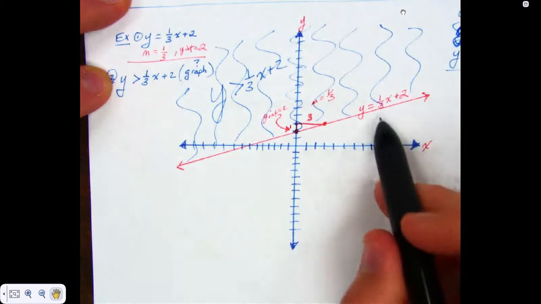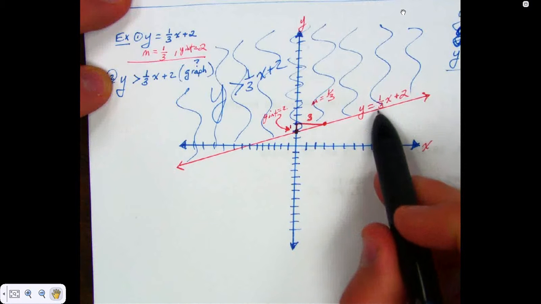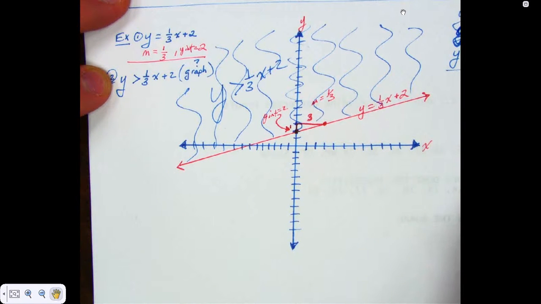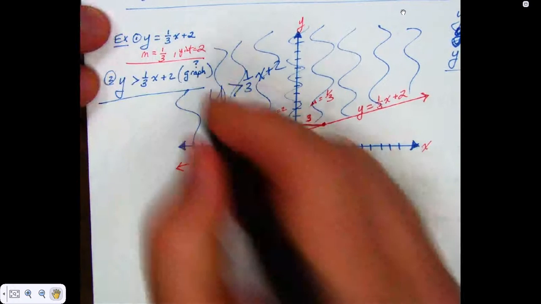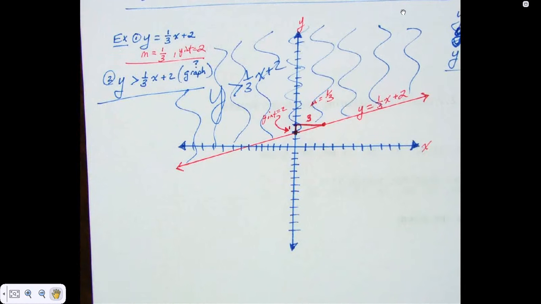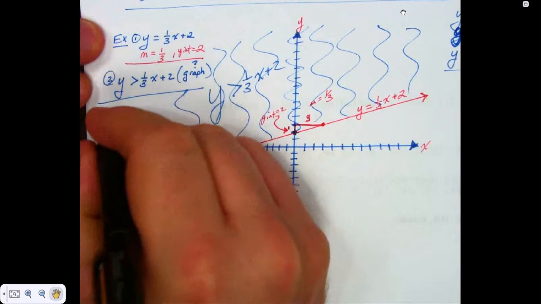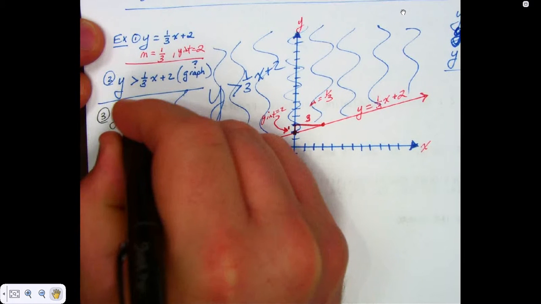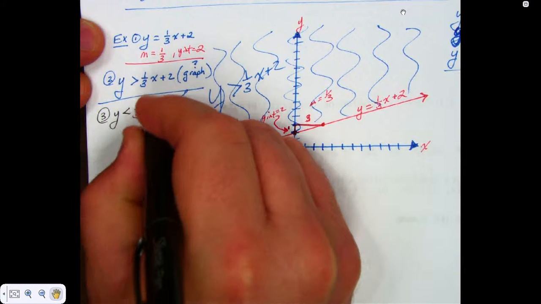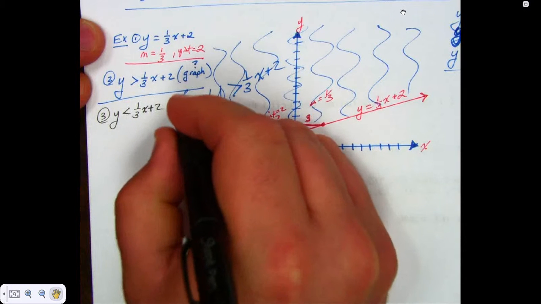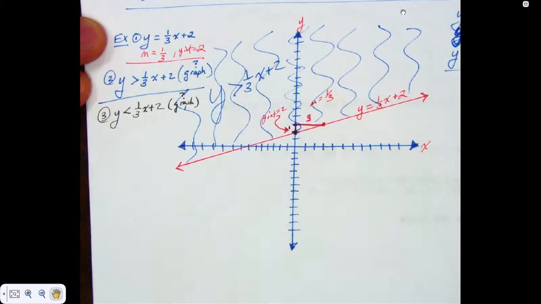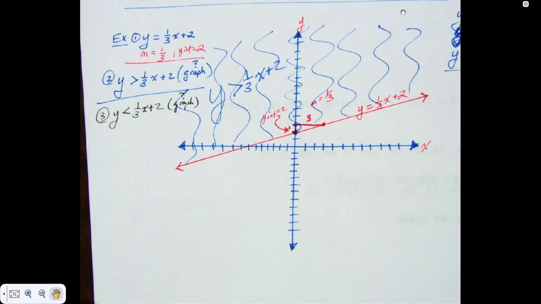The red is where y is what? Equal to 1/3x plus 2. As you would imagine, I'm probably going to have another question. My question is, what do you think the graph of y is less than 1/3x plus 2 would be? Don't need to write, just look. What do you guys think?